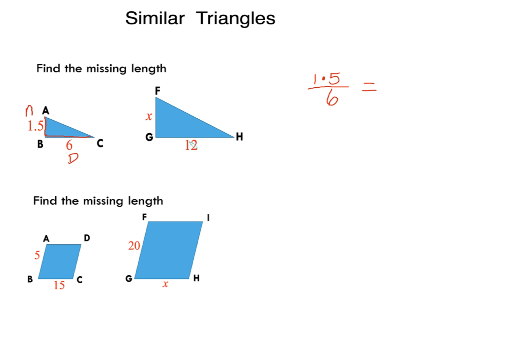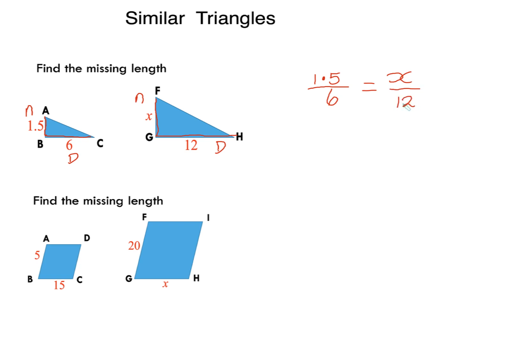Now when I go to my bigger triangle, I'm going to use the similar sides like for the small triangle. FG is similar to AB. So this value will be my numerator, and then GH will be for my denominator because GH is similar to BC. It's just that GH is bigger. So over here, this would be x over 12.